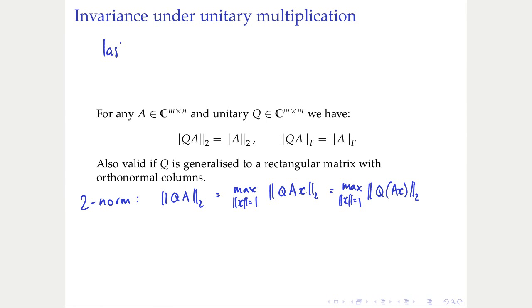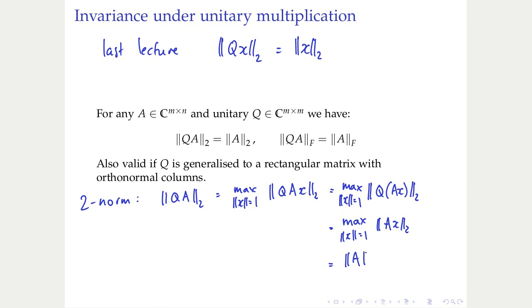Now remember, last lecture we showed that under the 2 norm, which we didn't know what it was called then, this is true. So we can basically just say that's equal to the max over norm x equals 1 of norm Ax, and that is just the definition of the 2 norm of our matrix A. Okay, so that was quite straightforward to prove. We'll look at the Frobenius norm next.